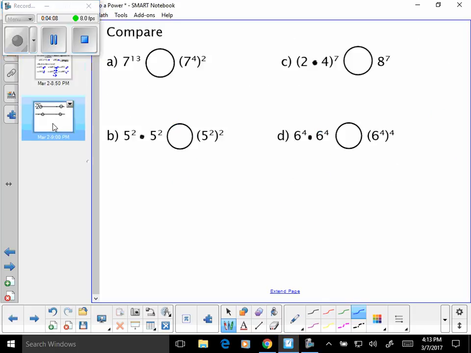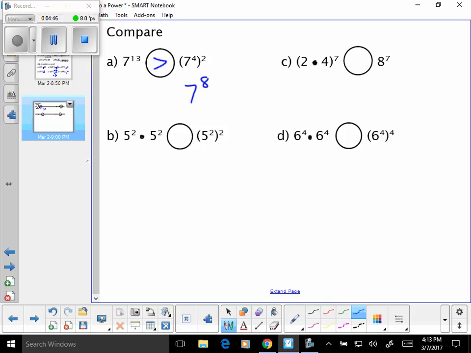The other concept we're going to be working with today, or the other skill, is to use what we've done so far with multiplying base numbers with exponents and raising powers to powers and then doing comparisons. If we look at A, we need to work with the right-hand side where it says 7 to the 4th power and then squared. Today we learned that we multiply those exponents, so that is 7 to the 8th power. That means 7 to the 13th is going to be greater than 7 to the 8th power.